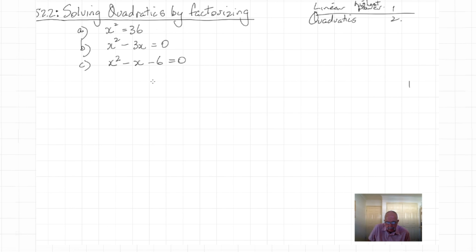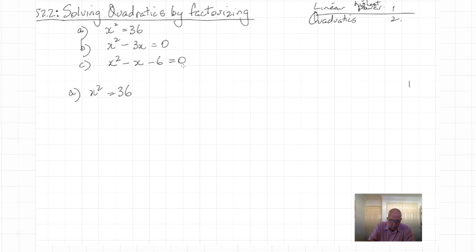Now, the first method we're going to use is solving quadratics by factorising. There are two methods, and the second method would always work. The first method, by factorising, only works if the actual expression factorises. So the process to do it is, let's look at A for a starter. We've got x squared equals 36.